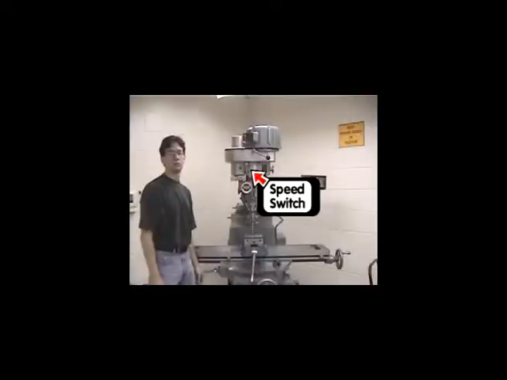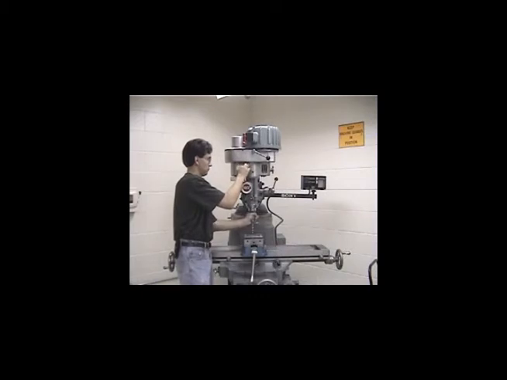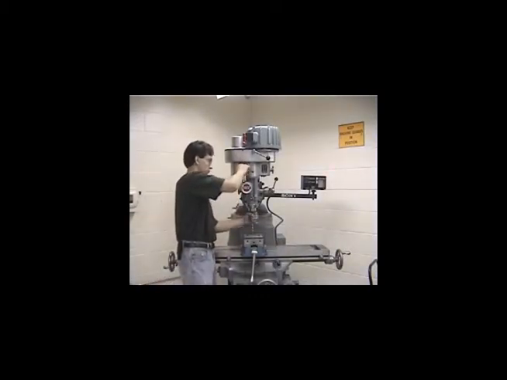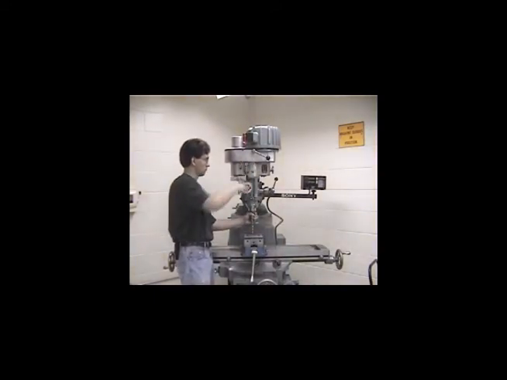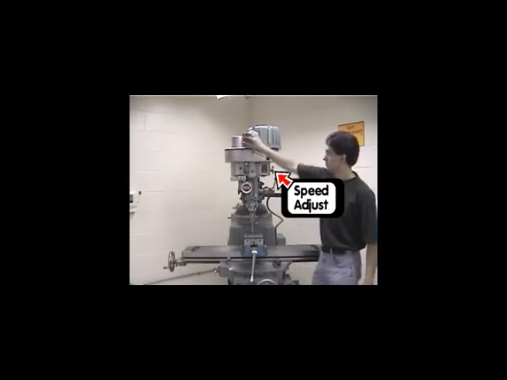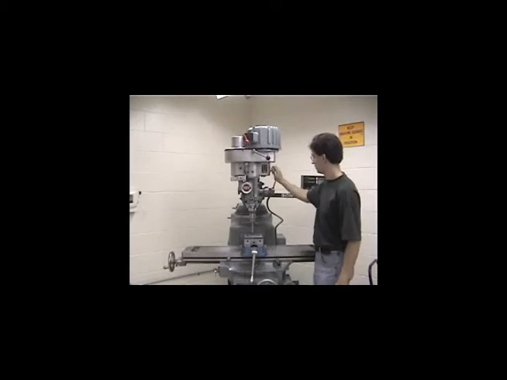To change the speed range to fast or slow, make sure the motor is off and then move the speed switch at the top of the mill. Fast is slanted to the left and slow is vertical. While switching ranges, you may need to rotate the quill a little to get the gears to line up. To vary the speed within a range, make sure the motor is on and turn the speed adjust knob.